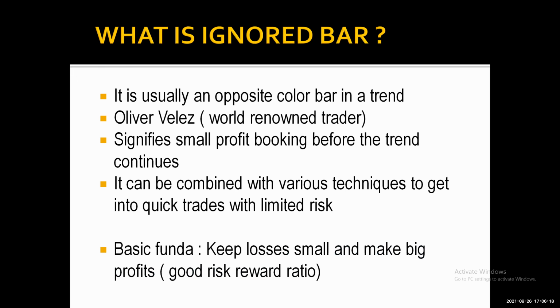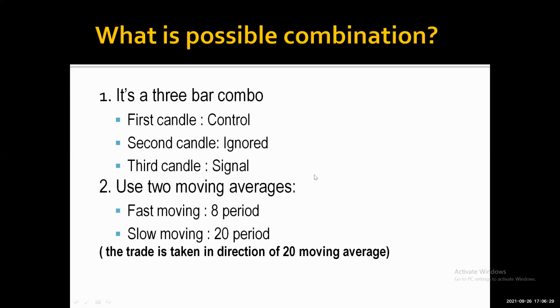The basic funda is to keep your losses small and make big profits. There is a good risk reward, which is the most important part in this technique. There are a few things you must note down. It is a 3-bar combo. The first bar is called the control bar. The second bar is called the ignored bar. And the third bar is called the signal bar.